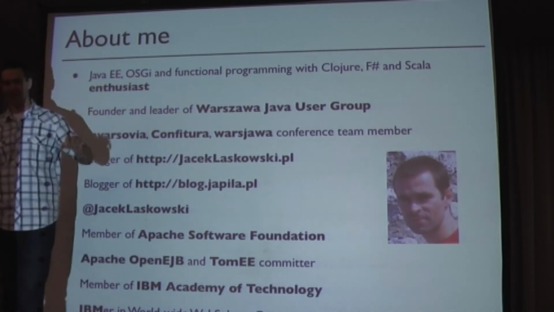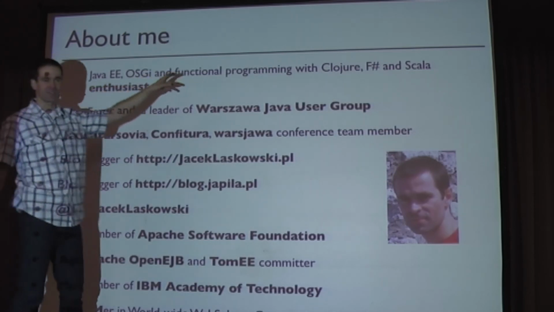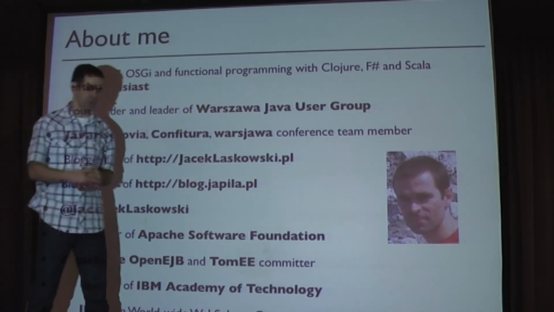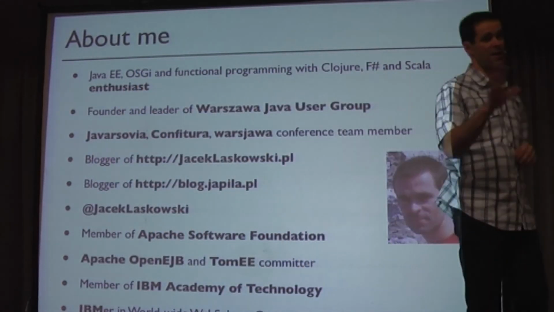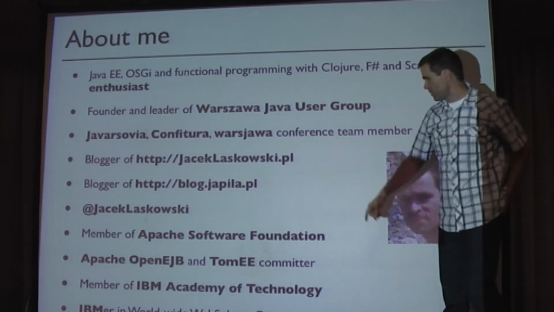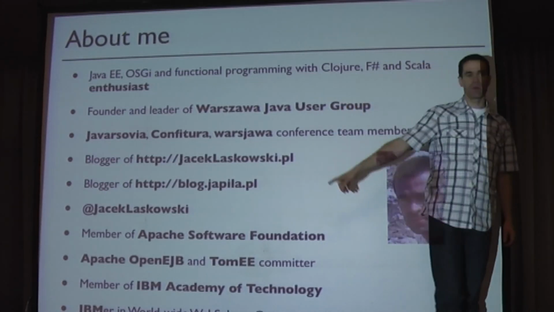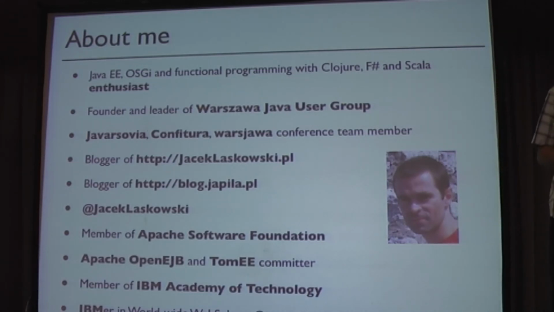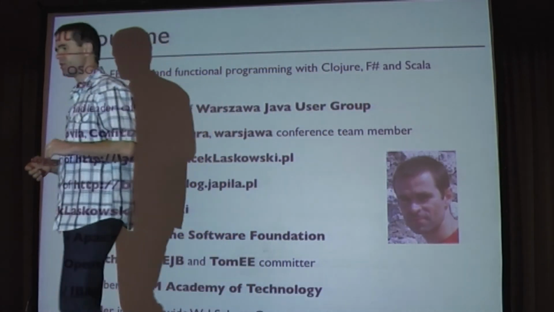So, history, you know it. I'm an enthusiast of functional programming languages like Clojure, Scala, and F#, Microsoft's functional programming language, which I truly recommend learning. But what I meant to say here, showing the slide, is that I'm an Apache OpenEJB and Apache TomEE committer. But don't take it for granted that I know a lot about TomEE, because I'm just a lurker.